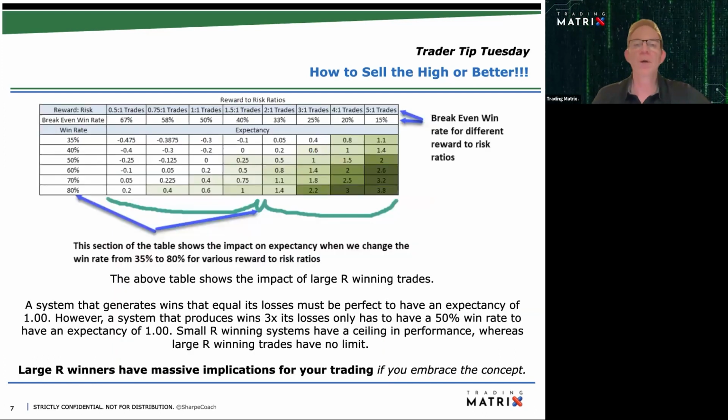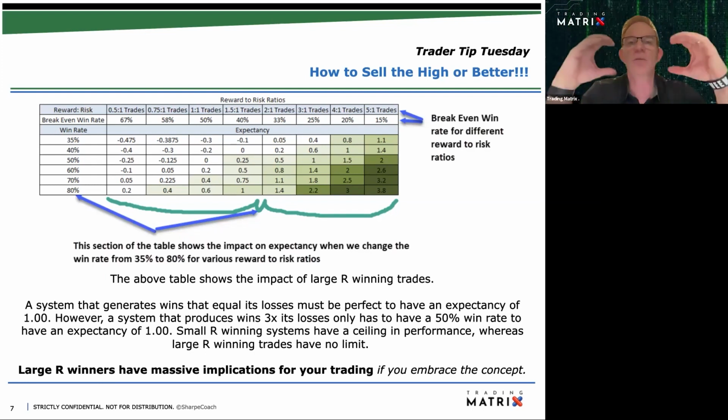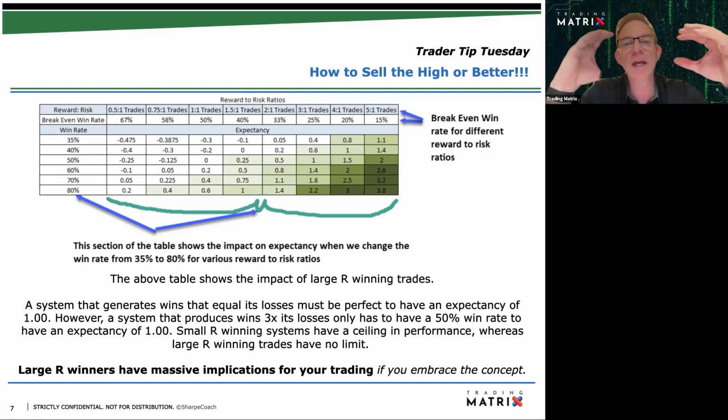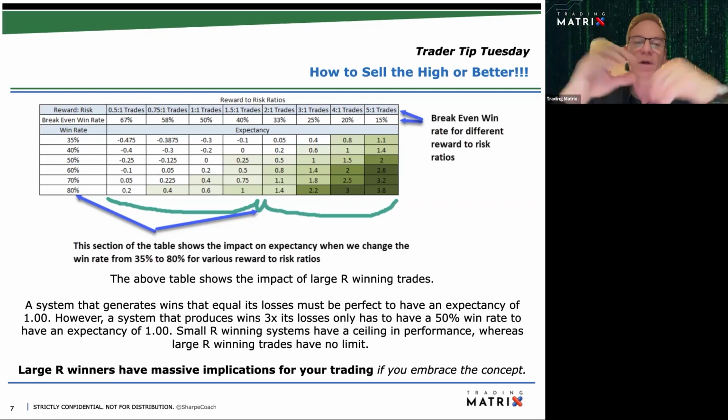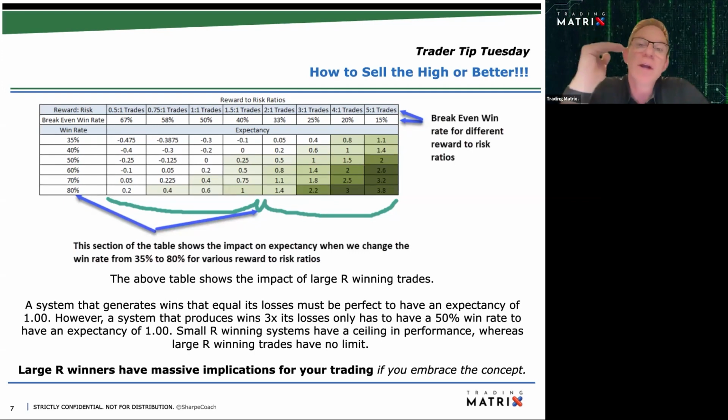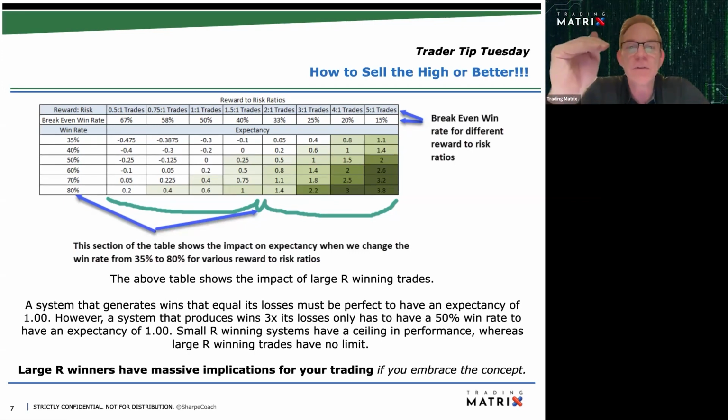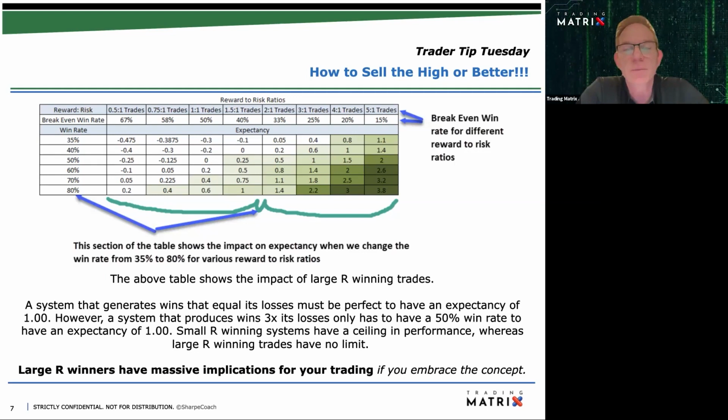Now, we built this table, and this table to me just tells the whole story beautifully. It's a matrix of win rate versus reward to risk ratio. And what does your win rate need to be to break even at different reward to risk ratios?